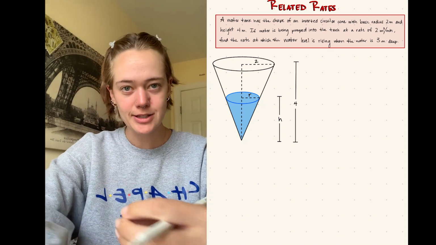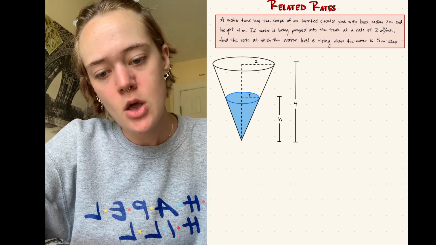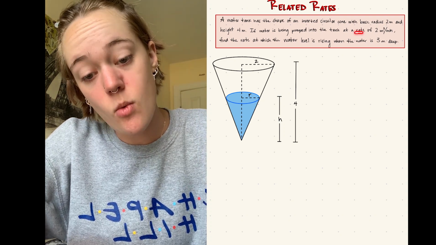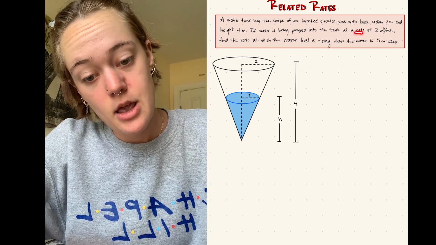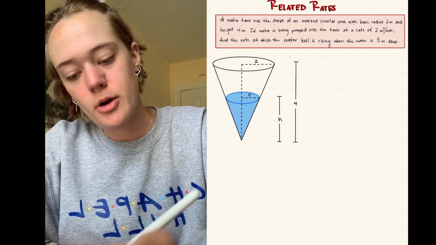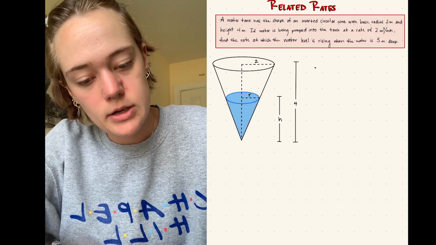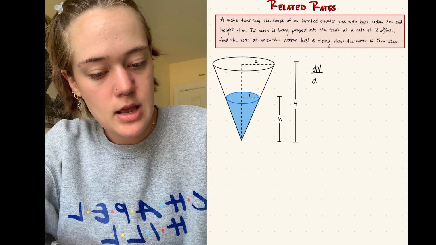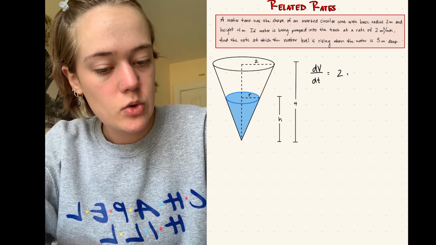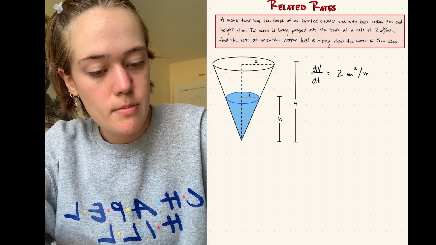Okay, let's relate some rates. What are the rates that we're interested in? Well, they give us the rate that water is being pumped into the tank, and that is 2 meters cubed per minute. So this volume of water is changing, right? So our dV/dt is going to be equal to 2 meters cubed per minute.